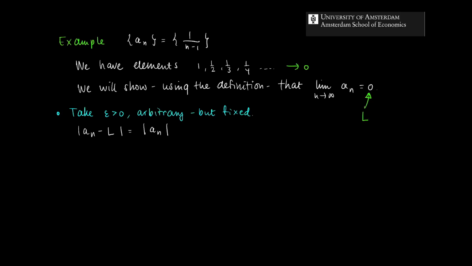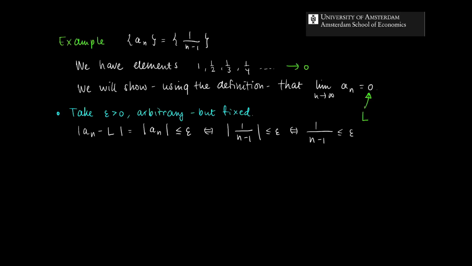Well, can we do this? So we have to make sure that this value is smaller than epsilon. This means that the absolute value of 1 over n minus 1 is smaller or equal than epsilon. But we can leave out the absolute value signs because 1 over n minus 1, for n is 2, 3, 4, etc., is larger than 0. So this is just equivalent with stating that 1 over n minus 1 is smaller or equal than epsilon.